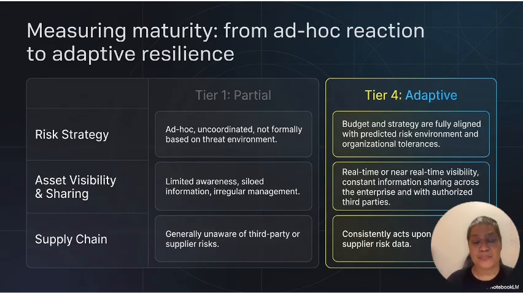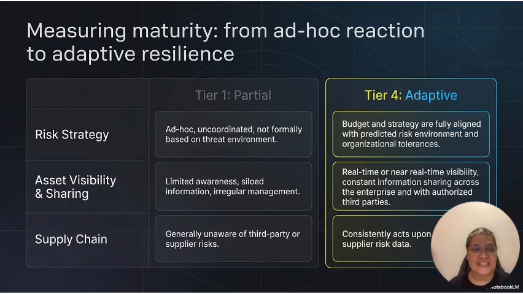The fourth part, which is the higher part of the staircase, right? Meaning, as a security leader, we want to push towards the adaptive and resilient tier, right? Where we have money, we have budget, right? It's aligned with the risk environment, and it aligns with what the executive said was their risk appetite and risk tolerance, right? So that's risk. And risk not just from cyber, but risk in general.